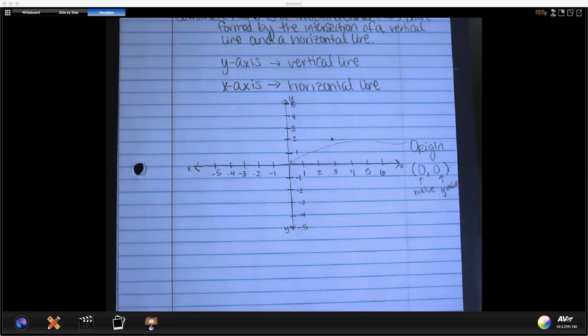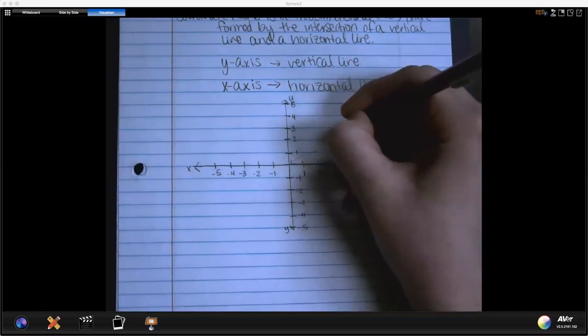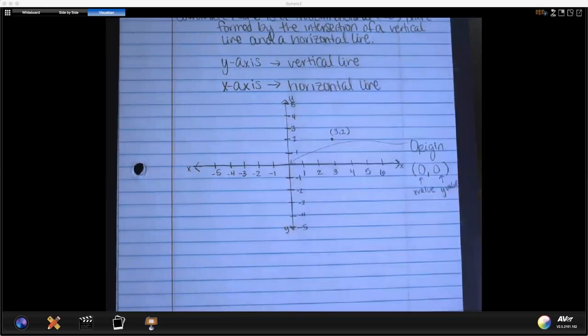When we say label, it means 2 different things. The first option is just labeling the point that you are identifying. So it's 3, 2. Parenthesis 3, comma 2, parenthesis.